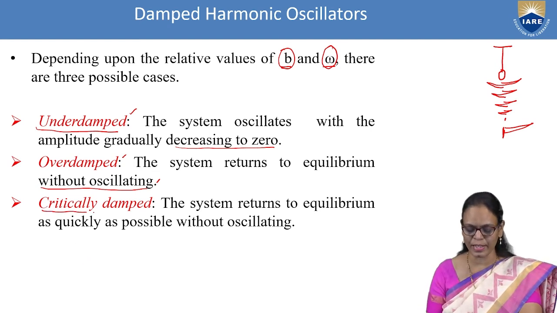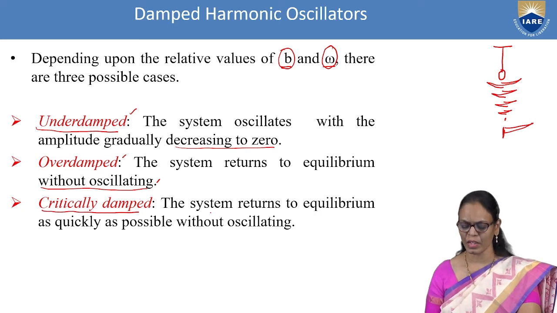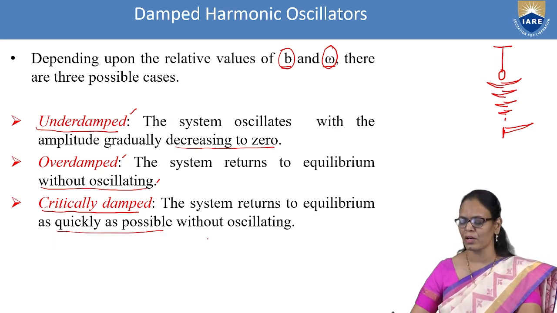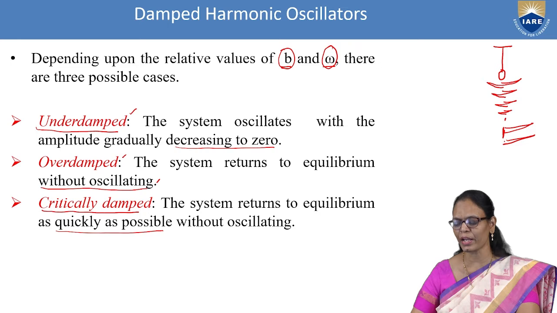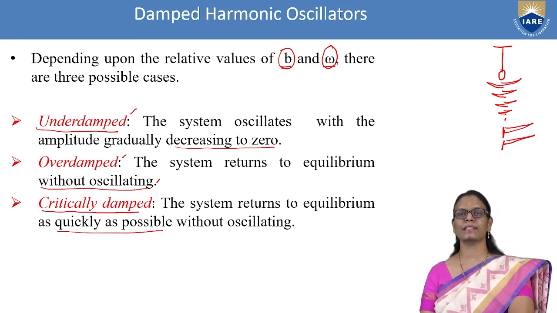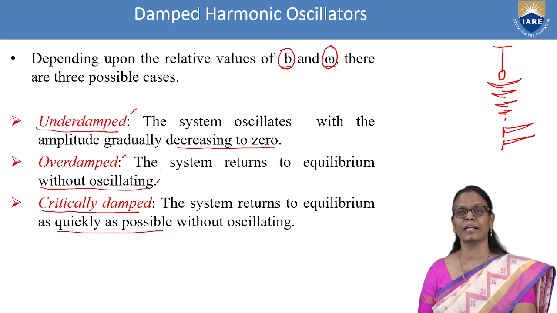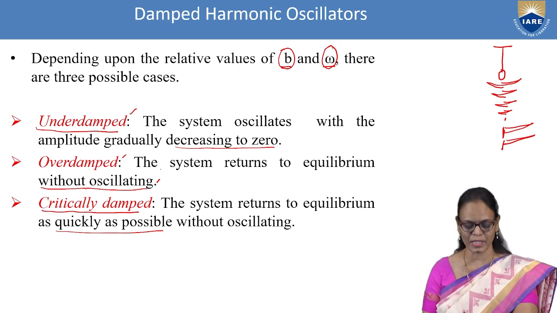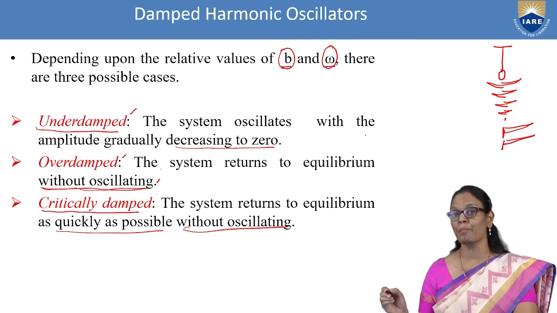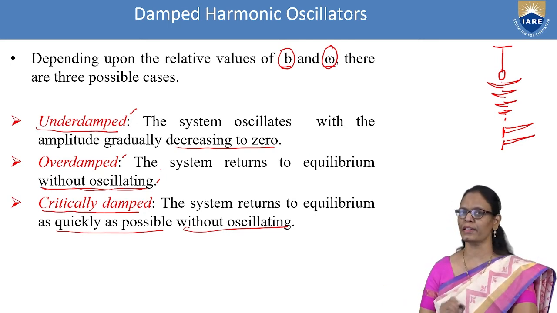And the third one is critical damping. Here, the system returns to equilibrium as quickly as possible without oscillating. Means when we disturb it here, it comes very quickly to the equilibrium position. So in both these cases, in overdamping as well as critical damping, there is no oscillating. The system comes to the equilibrium position without oscillating. Only in the case of underdamping, it is going to oscillate, the amplitude decreases gradually and then it comes to rest.